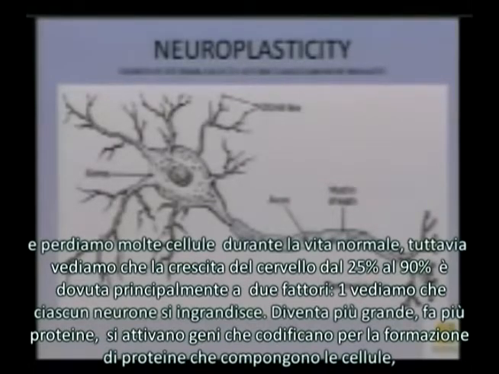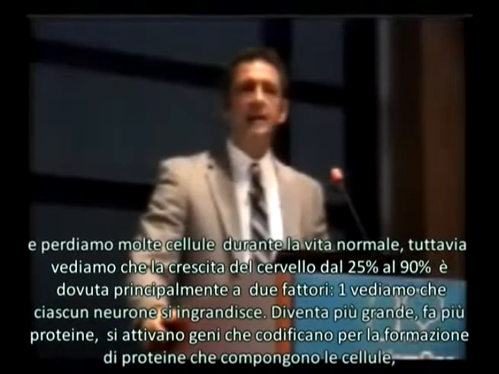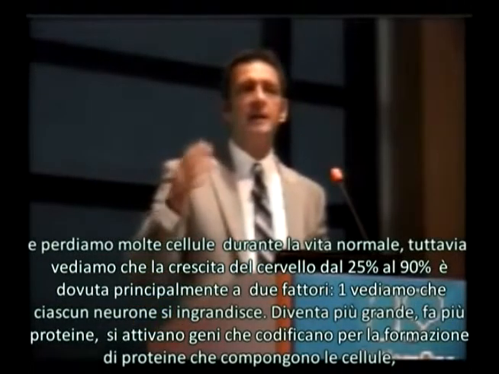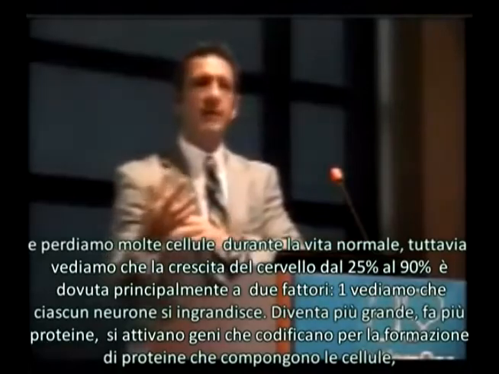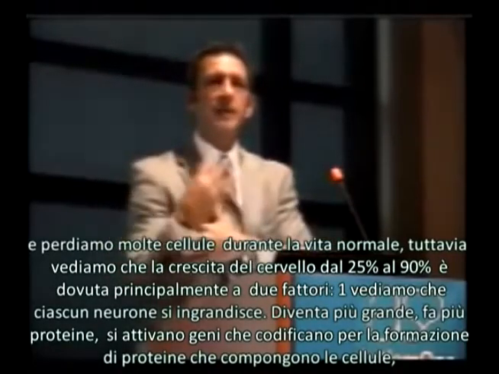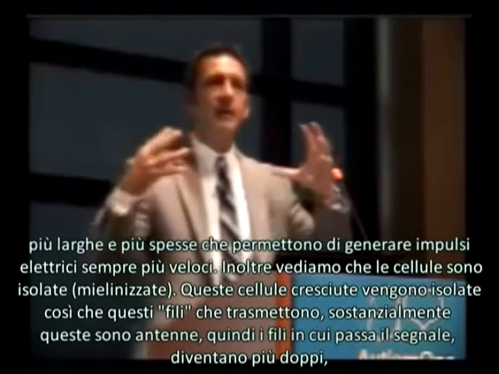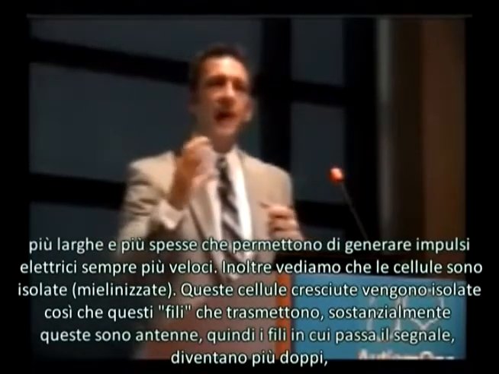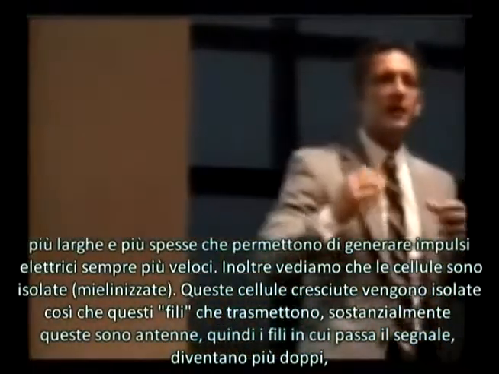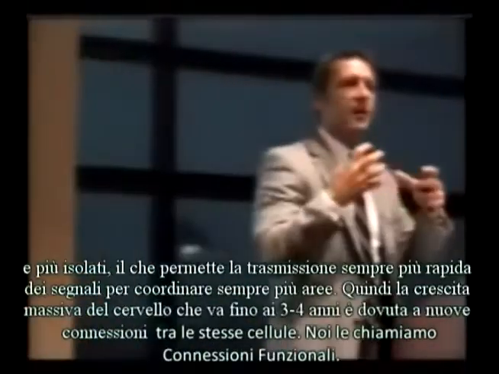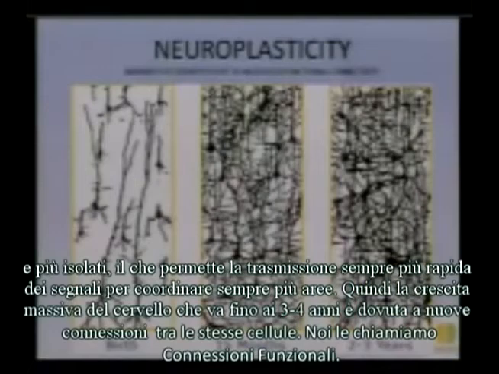And what we see, though, is that the growth of the brain going from 25 to 90% is primarily 2 factors. One is we see that each cell, each neuron actually gets larger. It bulks up, it gets bigger, it builds more protein. We turn on the genes that code for the development of protein, that make the cells larger and thicker, which allows them to generate faster and faster electrical impulses. What we also see is the insulation around the cell. Those fat cells get more insulated, so the wire that transmits, that's basically the antenna. These are the wires that transmit. They get larger, and they also become more insulated, which allows them to send faster and faster signals, to coordinate to more and more areas.